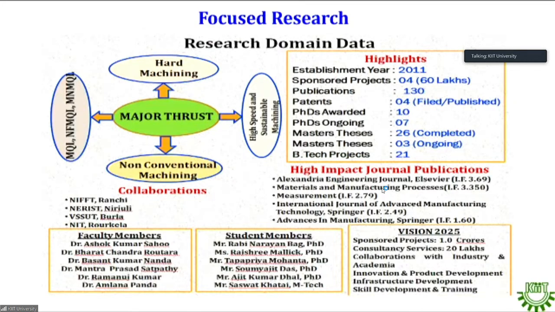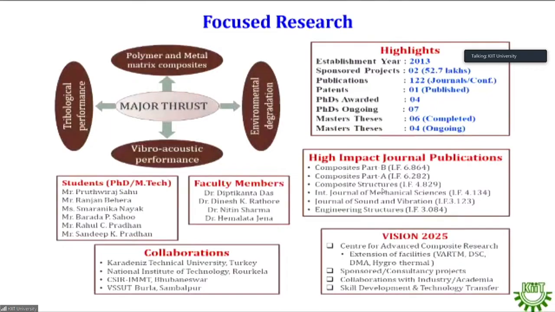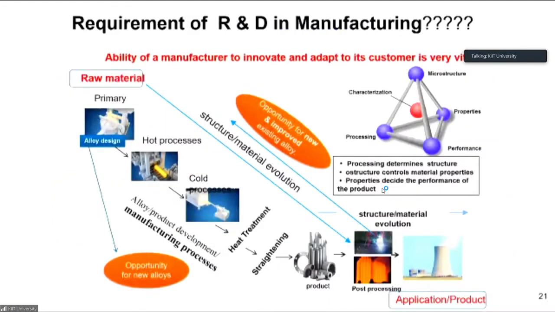And this thrust area of research is called sustainable machining or hard machining, where conventional and non-conventional machining research can be carried out, and high-speed machining. Similarly, we have a research group on composite material, maybe polymer matrix composite or metal matrix composite, where characterization, tribological performance, vibroacoustic performance, and environmental degradation and characterization activities can be carried out, and the students are actively engaged. Similarly, manufacturing, starting with raw material to the final product, with structure and material evolution, starting with alloy design, characterization, microstructure, properties, performance analysis, and processing. So we are giving focus to manufacturing research, and students are actively involved from alloy design to the processing of the final product.